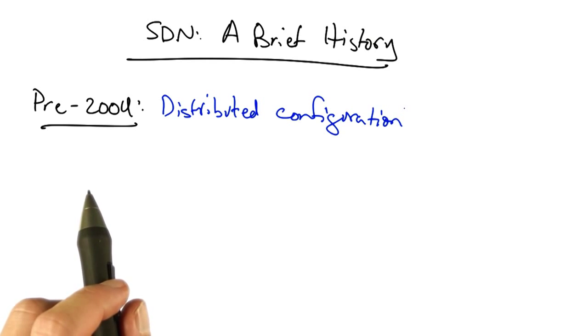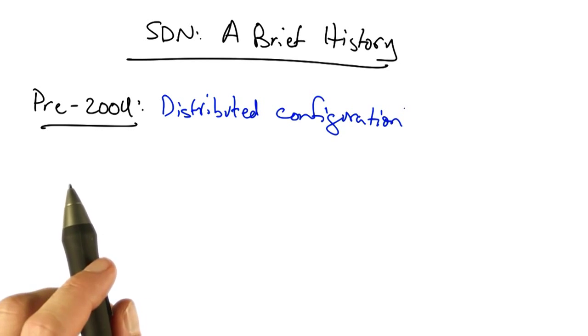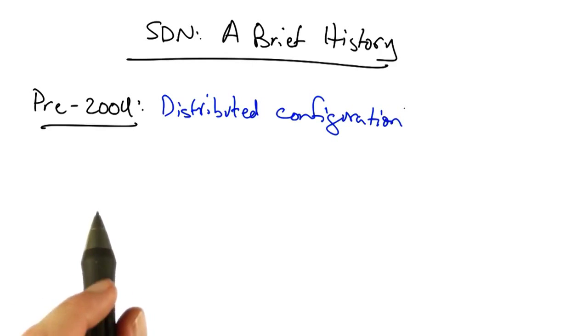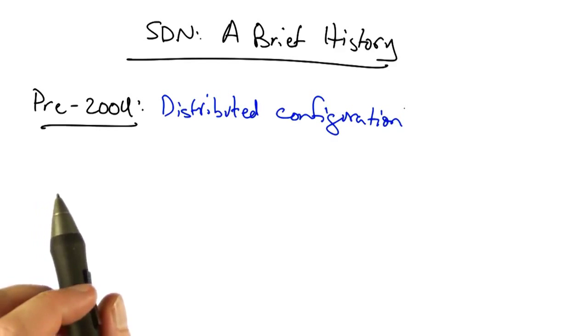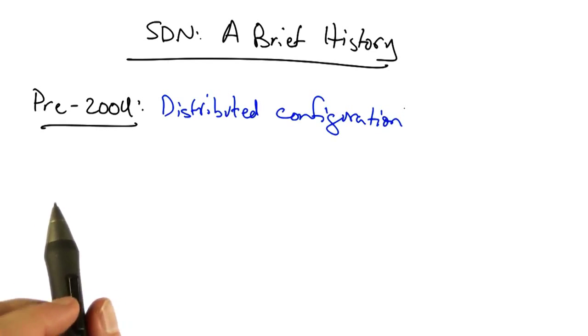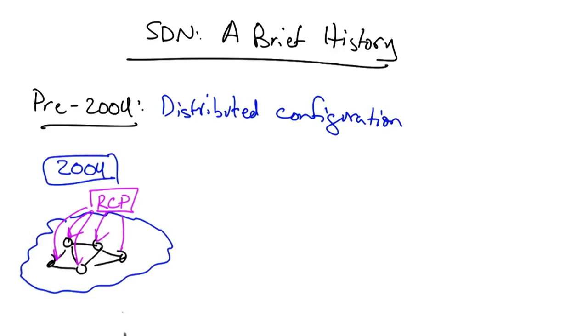Previous to 2004, configuration was distributed, leading to buggy and unpredictable behavior. Around 2004, we had the idea to control the network from a logically centralized, high-level program. That logically centralized controller focused on the Border Gateway Protocol and was called the Routing Control Platform, or RCP.